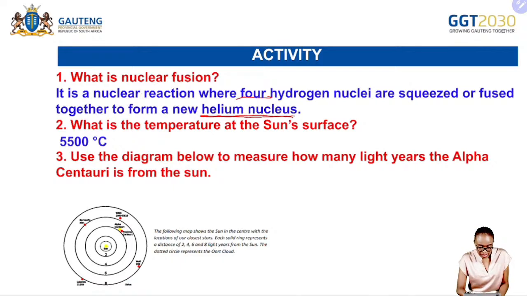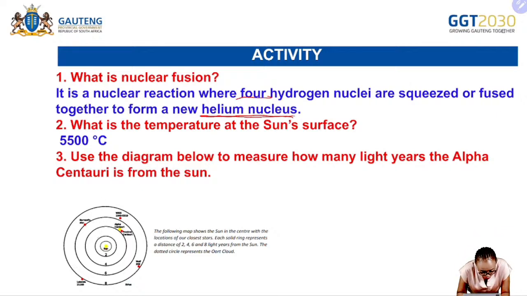So there is the diagram there, and we are told that the sun is at the center. There's the sun. It's in the middle of the Oort cloud, and it has the locations. The solid rings each represent 2, 4, 6, and 8 light years from the sun, and the dotted circle represents the Oort cloud. Now, let's find Alpha Centauri first. Then we can use the solid rings to approximate the light years.